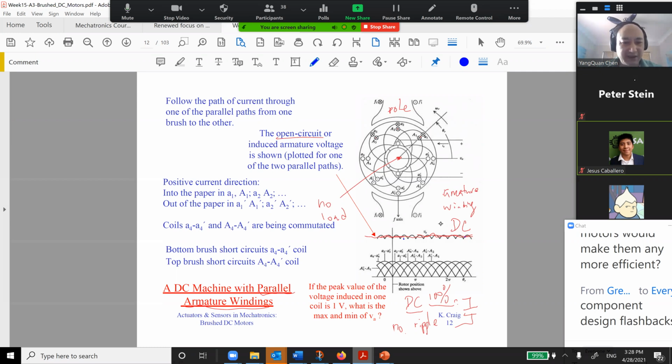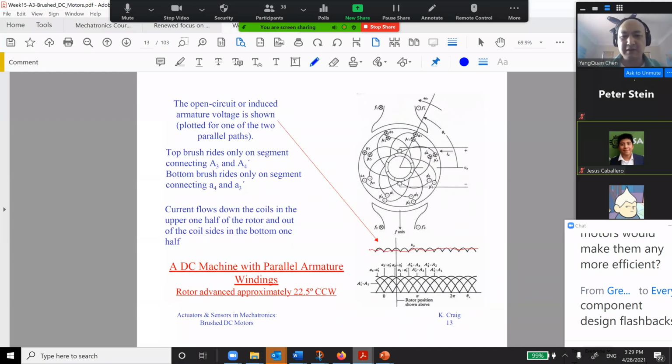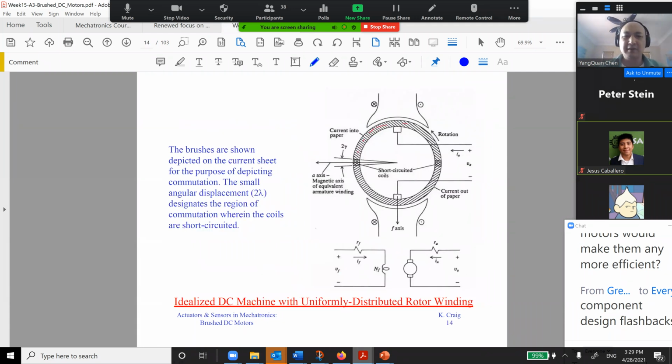So this is more like a DC. But this is a complication in terms of the construction, and it could be more expensive. But just for the basic knowledge, we have multiple parallel armature windings, separated counterclockwise. So, idealized, we can lump everything together.